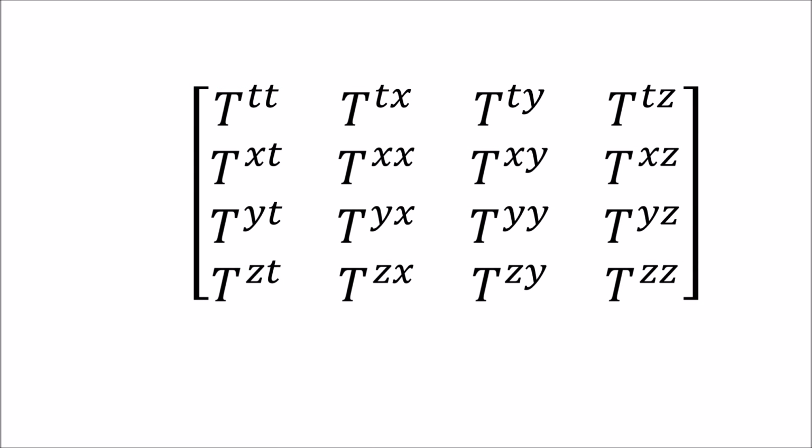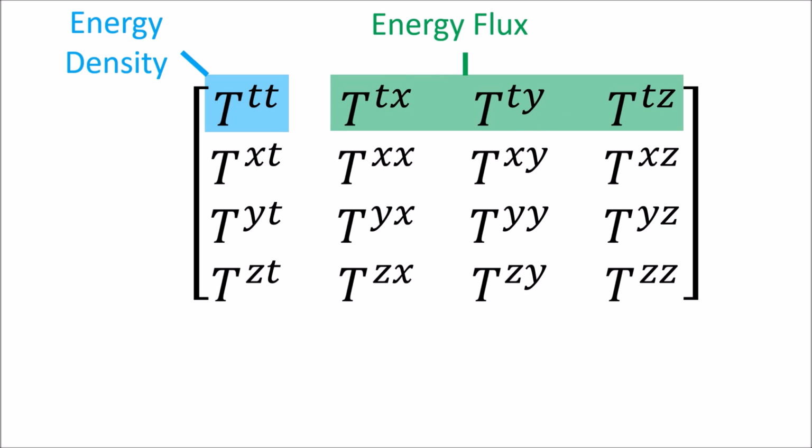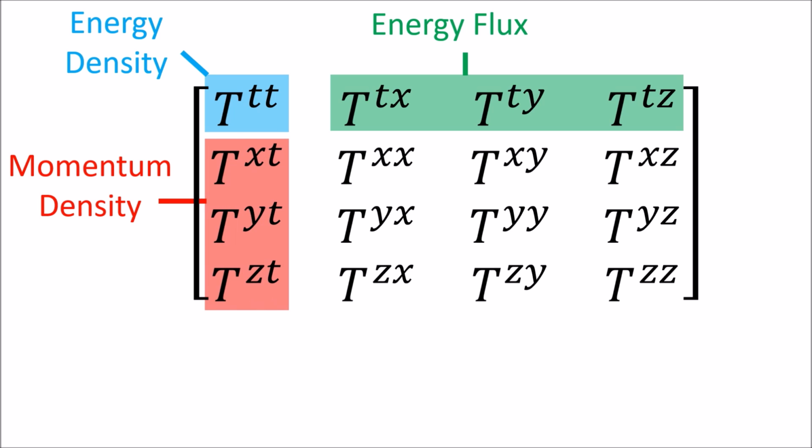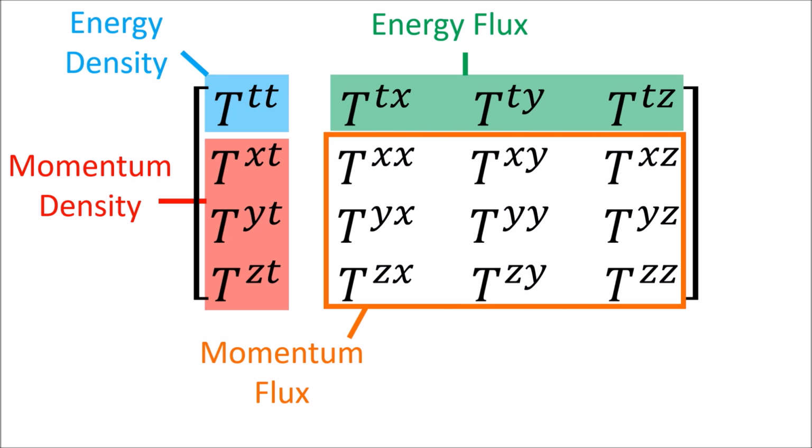So we can also interpret the components of the energy momentum tensor as follows. The time-time component is the energy density, and the rest of the first row is the flux of energy in the different spatial directions. The rest of the first column is the density of spatial momentum at a constant time. And the remaining 9 components are the flux of spatial momentum in the 3 spatial directions.